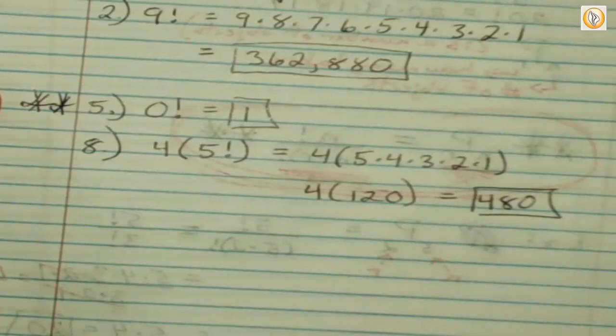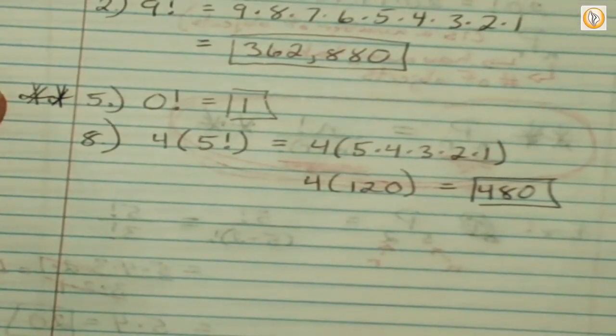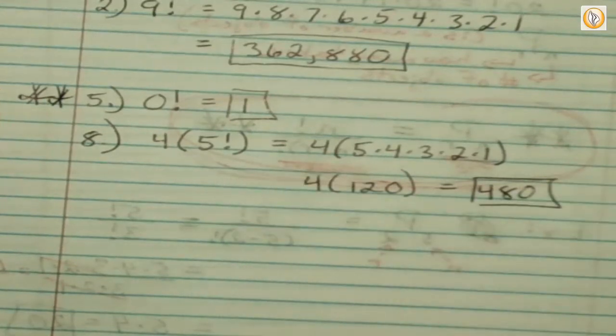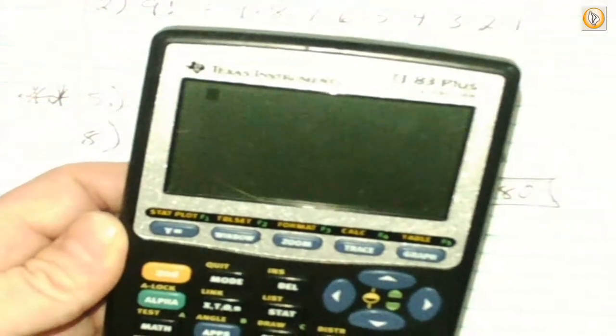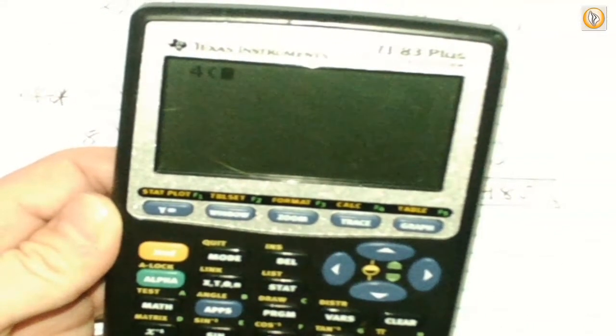Now, this can be done on the graphing calculator as well. Does everyone know how? I think it's 4. Make sure you have the parentheses there. Can you do 4 times 5 factorial? Yeah, I got it. 120 times 4. Just as it's written, here's a parenthesis, 5.